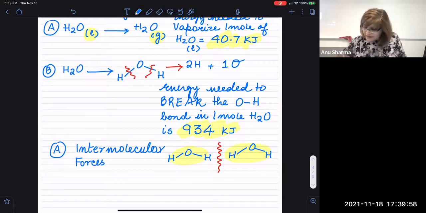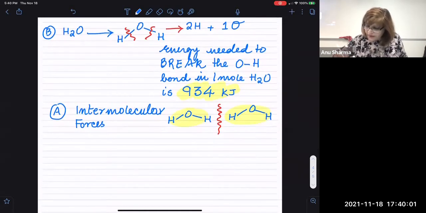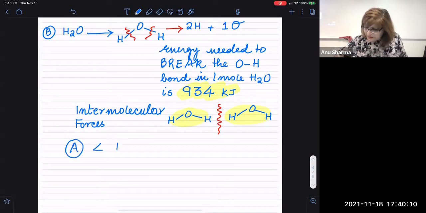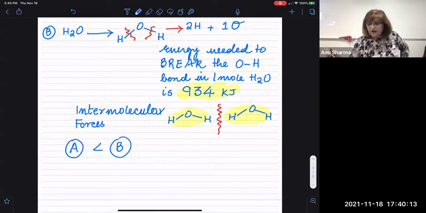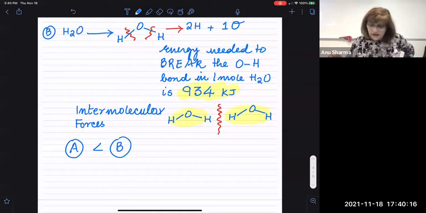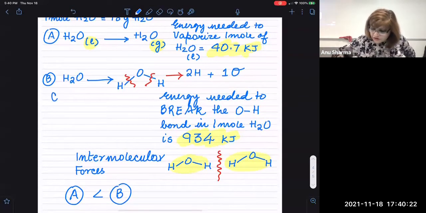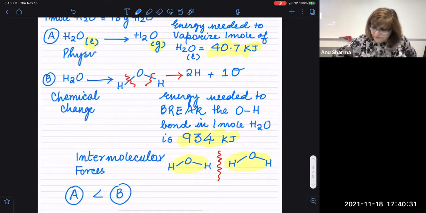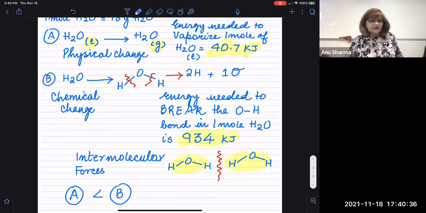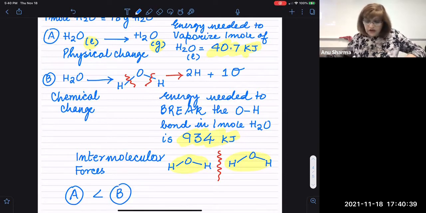So that is less than the other one. A is less than B. So intermolecular forces are less than the intramolecular forces. Those intramolecular forces change the identity, so this is a chemical change, whereas if the intermolecular forces are disturbed, it is just called a physical change. So that's the discovery of intermolecular forces, how they were discovered.